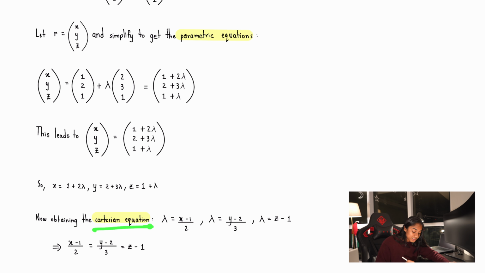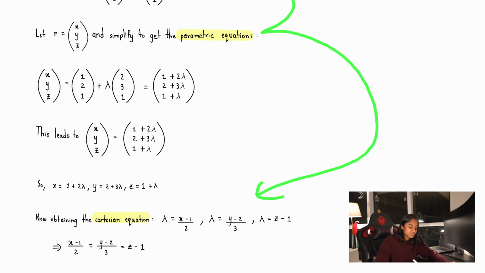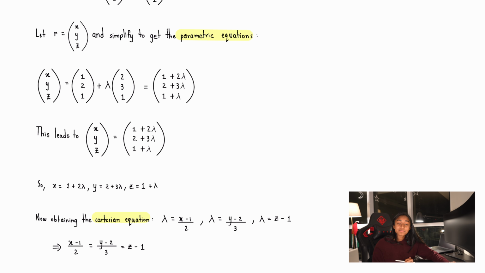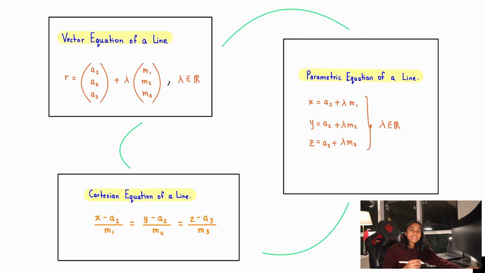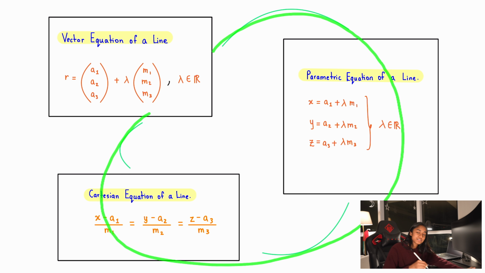Now, obtaining the Cartesian equation, all we're doing again, like we did before, is we make lambda the subject of the formula. And since we have 3 lambdas, we can equate them. So we have x minus 1 over 2 is equal to y minus 2 over 3 is equal to z minus 1. And this is the Cartesian equation. So you see how we just went from all 3 going through like that. So yeah, that's how you do that example. So these 3 are the different forms of the equation of a line. And you see how we could go from one to the other very easily.